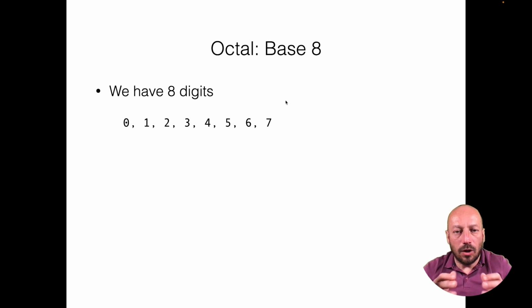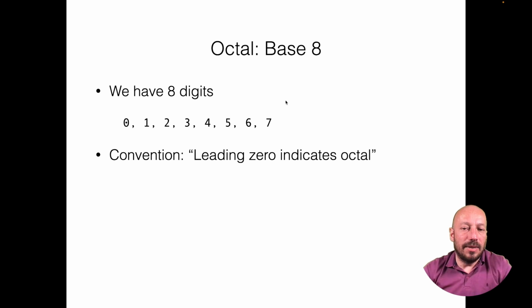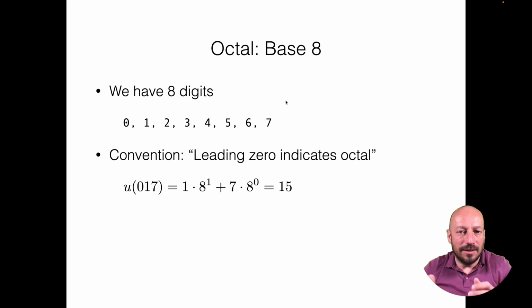For writing down an octal numeral and avoiding this notation where we put it within parentheses and specify explicitly the base 8, the convention usually is that an octal numeral begins with a leading 0. That means if you see a sequence of digits like 0, 1, 7, then it's representing the octal numeral with digits 1 and 7. And the actual unsigned value would then in decimal notation be 15.